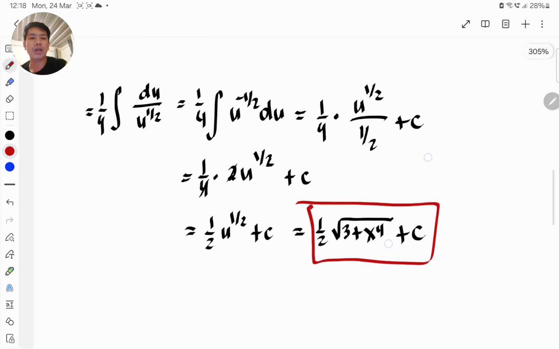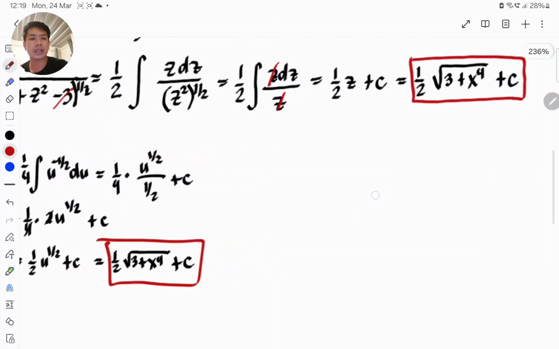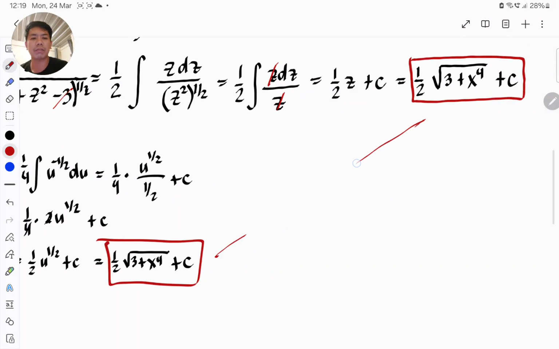So, kung napansin niyo, ang sagot natin dito is just the same. Okay? So, ito. Yan. Parehas lang sila. Okay? So, that is using u substitution and using the algebraic substitution case 3. Okay? So, thank you.